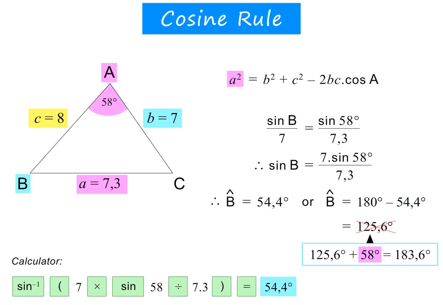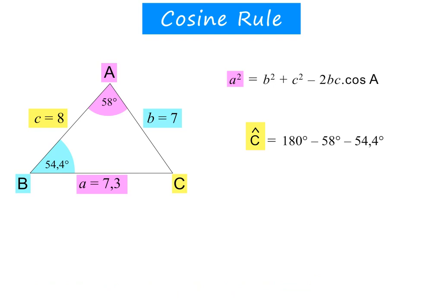If we add the given angle 58 degrees to 125,6 degrees, we get an answer that is bigger than 180 degrees. This option for angle B is therefore not valid in this triangle. We can therefore state that angle B can only be equal to 54,4 degrees. To find the third angle, angle C, we simply subtract 58 and 54,4 degrees from 180 degrees. Angle C is therefore 67,6 degrees. We have now completely solved this triangle. In other words, we have found all the missing angles and sides.